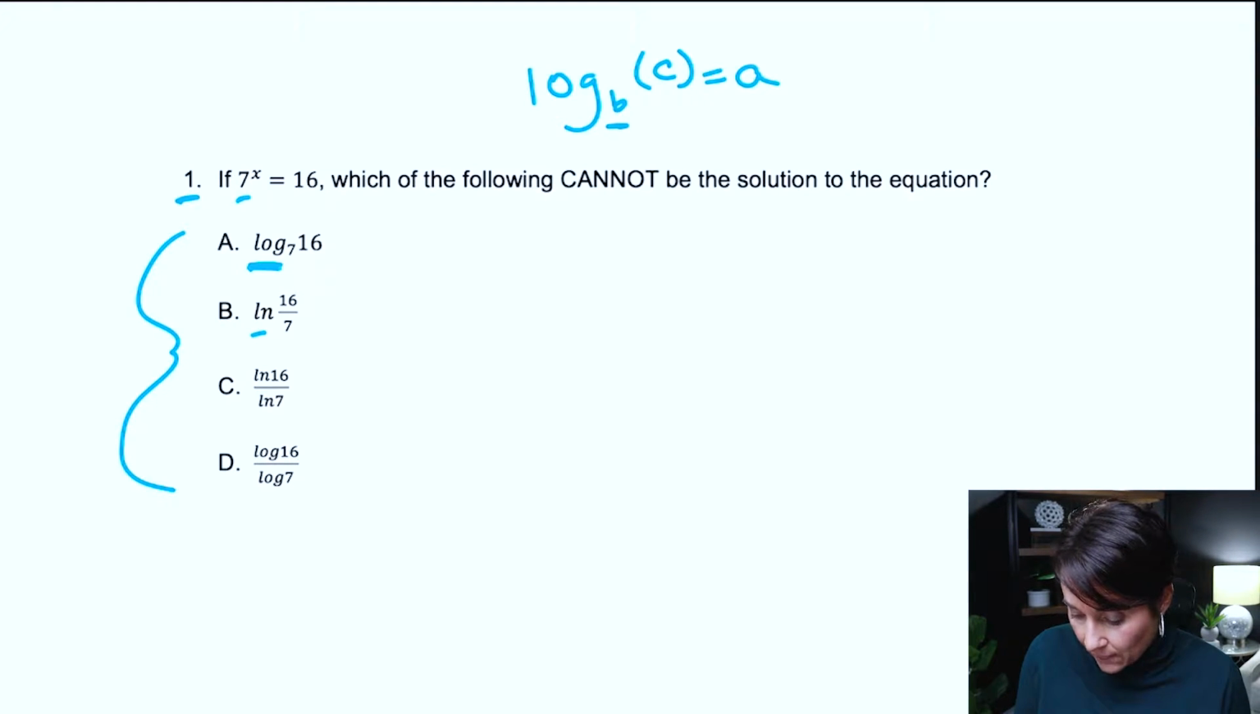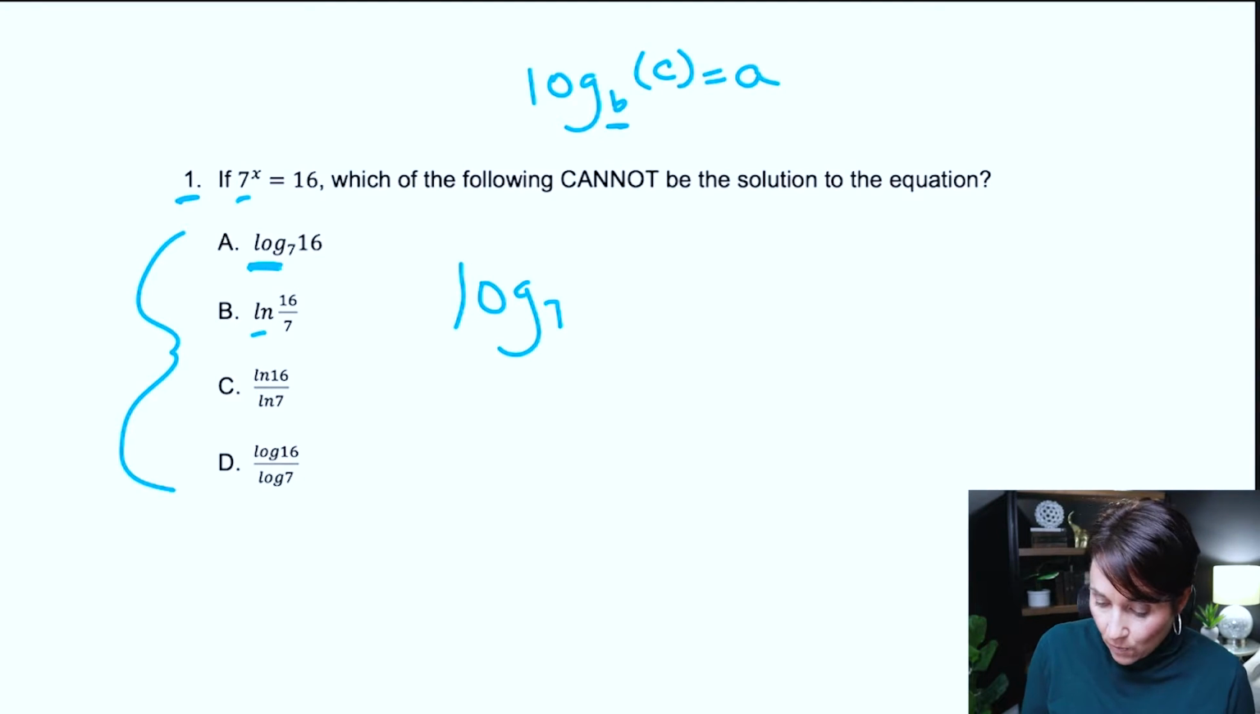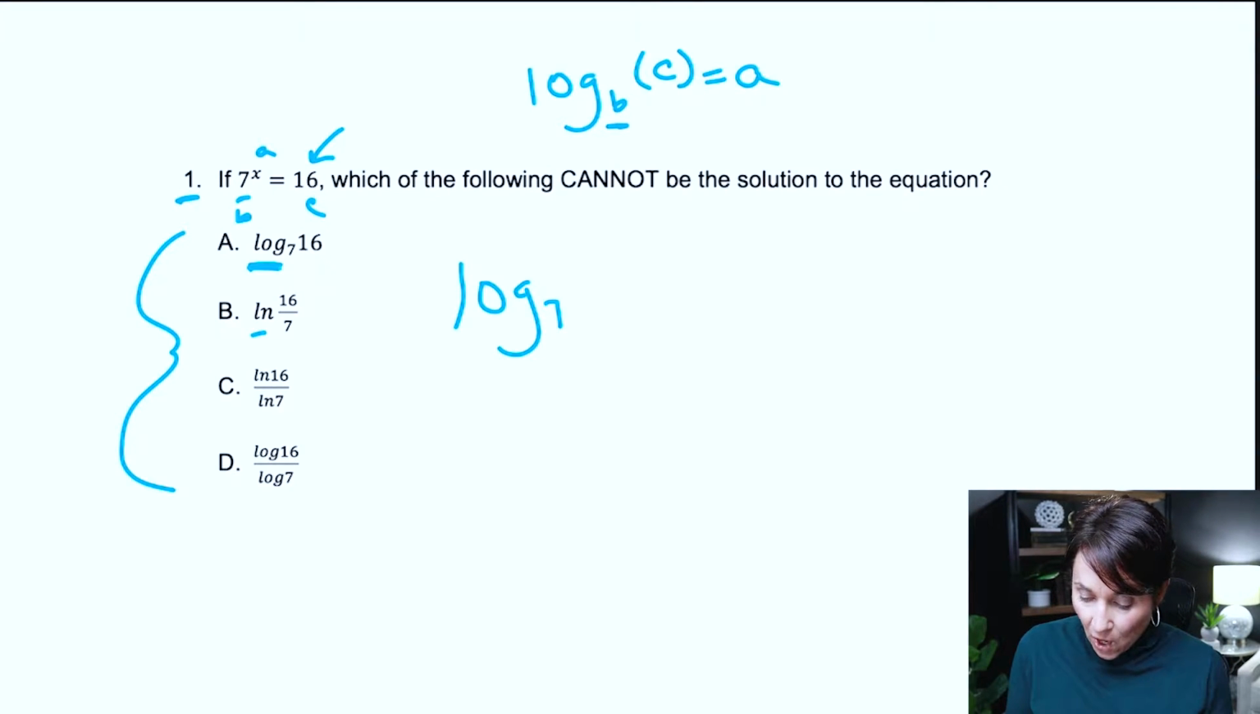So if I were going to write this, I would go log base 7. Now, c is what comes after the equal sign. So this is b, the x is a, and 16 is actually c. So this would be written as log base 7 of 16, equals x in this case. Well, they're not showing the equals x there. So we know right away that a could be a solution because it's written correctly here, right?